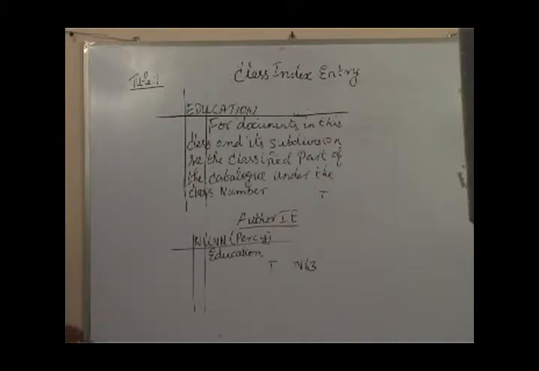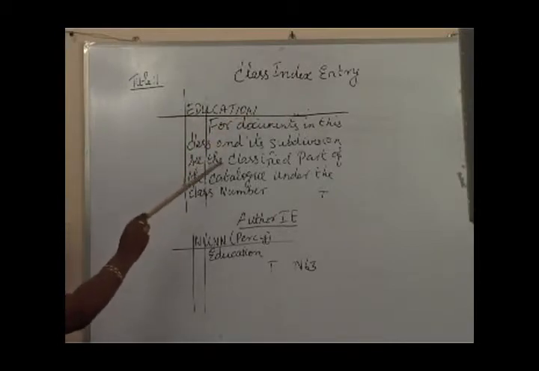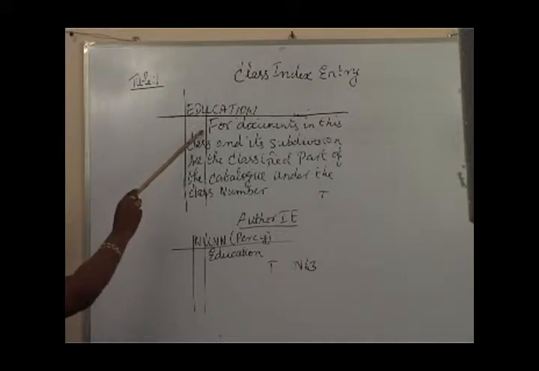From the tracing, we are doing the added entries. The first one is the class index entry. The class index entry has three sections. In the leading line or horizontal line, we copy the information from the tracing section in capital letters starting from the first vertical. So here the subject is education. We have written it in full capital letters. And the second section begins from the second vertical and continuation goes to the first vertical.